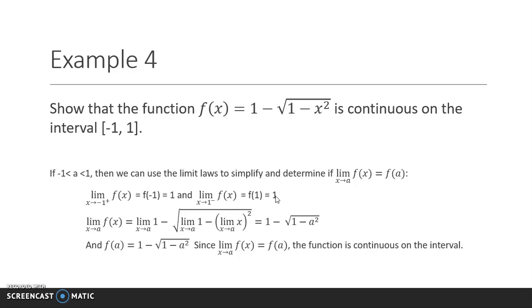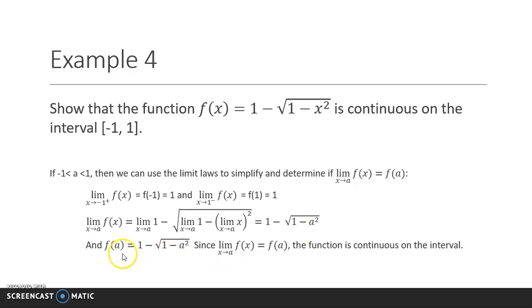And then I used my limit laws. So you'll notice that first I did the sum law and the square root law and the difference law. So it was the limit as x approaches a of 1 minus the square root of the limit as x approaches a of 1 minus the limit as x approaches a of x squared. And then I just simplified this. This just gives you 1. This just gets 1, and it's minus, this would be a squared. Okay, so this is what I got as my result.